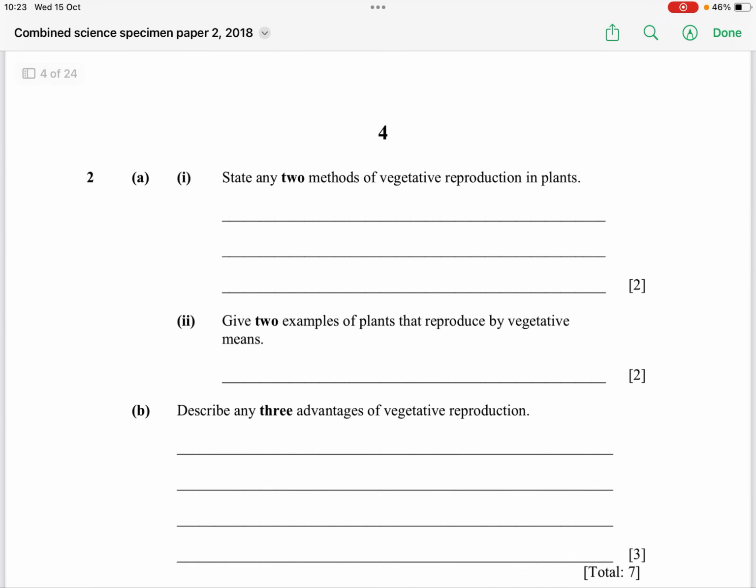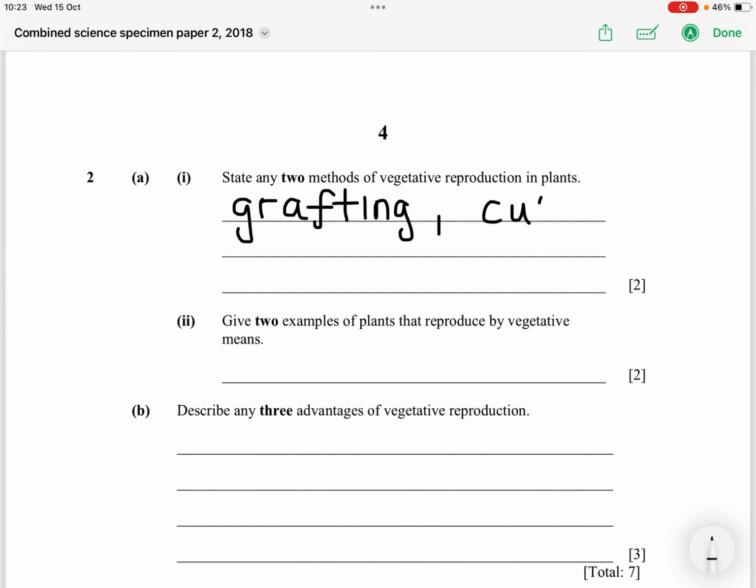So we are now proceeding to the next question. This is number 2. On number 2A, state two methods of vegetative reproduction in plants. The methods, we have the grafting. It is one of the vegetative reproduction. We have grafting. We have the cuttings. We also have the budding.